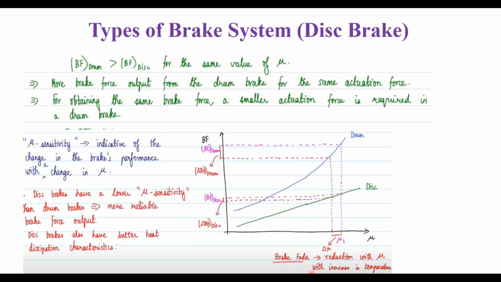Now considering the same value of friction, if you have the same friction for the brake drum and also the disc brake, what happens is that for the same value of friction, the brake factor of the drum brake is greater than that of the disc brake. So the drum brake is much more advantageous if you have the same friction. For the same friction, the drum brake has a higher brake factor than the disc brake.